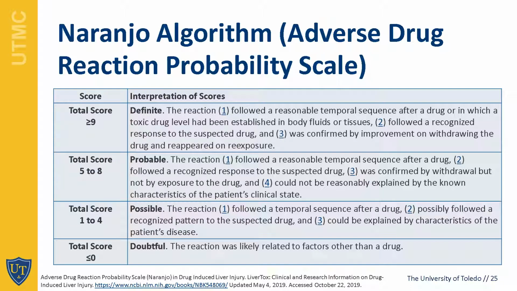And then when you finally get your score, the total scores then guide you to an interpretation of those. So if your total score is greater than or equal to 9, it's definite that the drug is what caused this adverse reaction. A score of 5 to 8 says that it's probable that this is related to an adverse drug reaction. And then a score of 1 to 4 is possible. A score of less than or equal to 0 is doubtful.